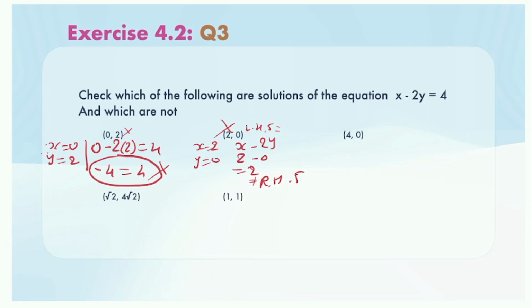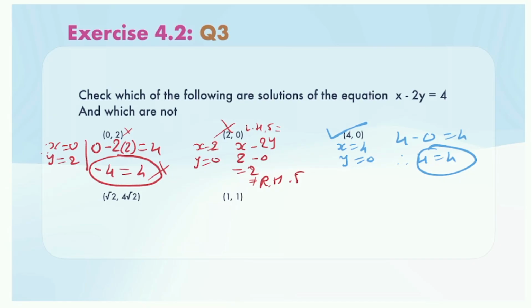We will check it for 4 and 0, right? So let x equal 4. If I put x equal to 4, y equal to 0 in my equation, it will look like 4 minus 0 equal to 4. So the final answer will be 4 equal to 4. Yes, I got both sides equal, 4 equal to 4. So I can say, yes, this is a solution of this equation, right?